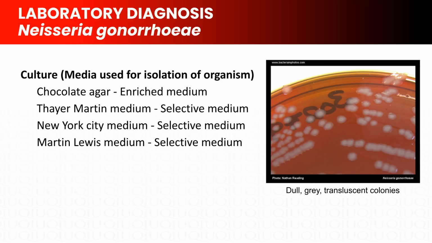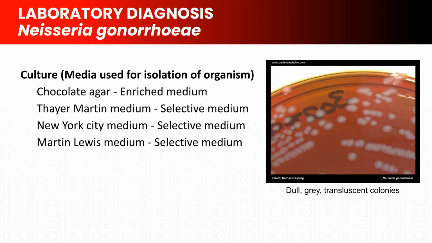3 commonly used selective media are Thayer-Martin medium, the original and most widely used, modified New York City medium, and Martin-Lewis medium. Gonococci require a CO2-enriched atmosphere, 3–10% CO2, for optimal growth. After 24 to 48 hours of incubation, gonococcal colonies appear on the agar surface. As shown in the image, they're typically small, gray, translucent, and have a glistening appearance. The colonies are usually 1 to 2 millimeters in diameter and have a distinctive mucoid consistency.